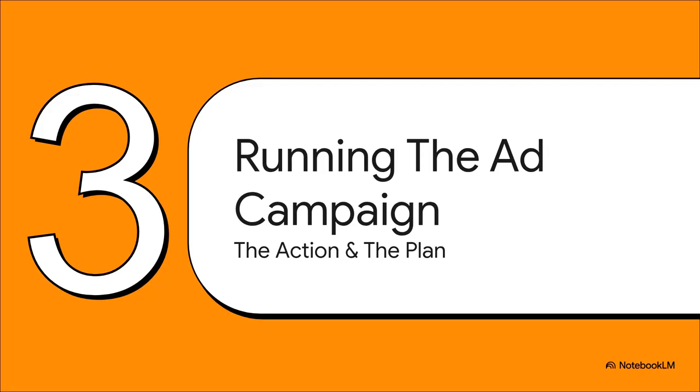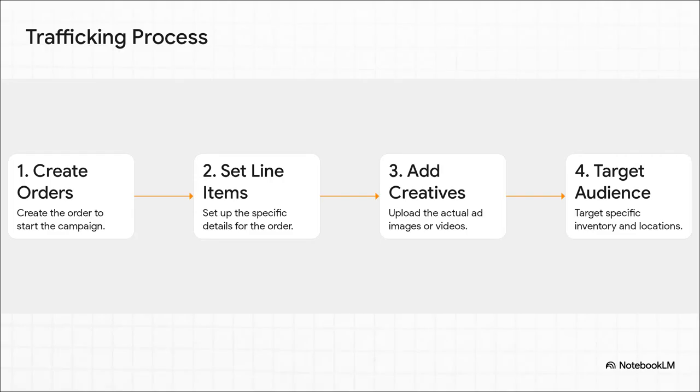All right, so the wiring is all in place. The website is officially talking to the ad server. Now it's time for the main event, actually running the ad campaign itself. This whole setup part is called trafficking. It sounds really technical, I know, but it's just the step-by-step process of getting an ad campaign ready to go. You create an order, you define all the specifics like how long it's going to run, you upload the actual ad images or videos, which are called creatives, and then, the most important part, you decide exactly who you want to see the ad.